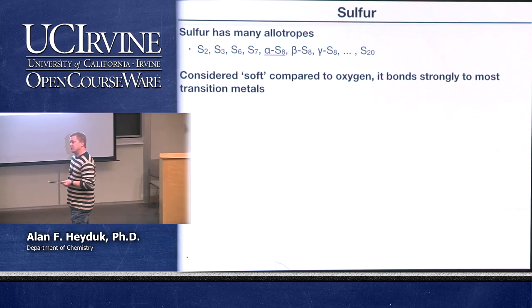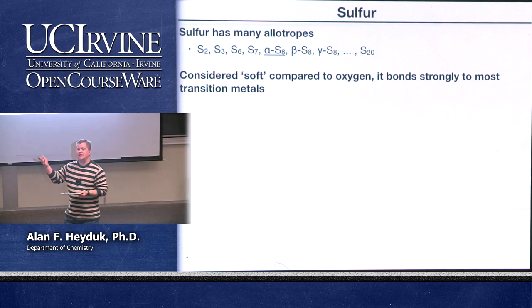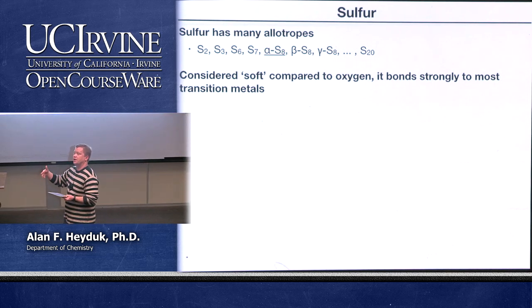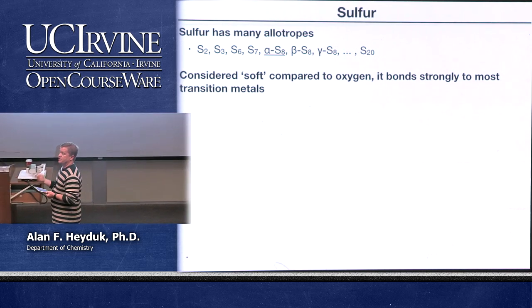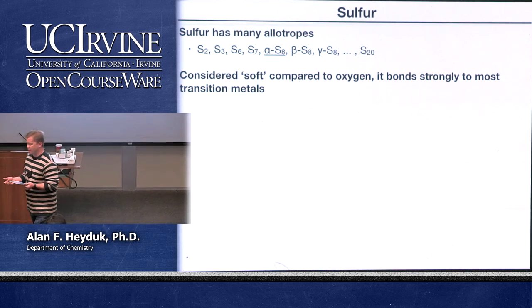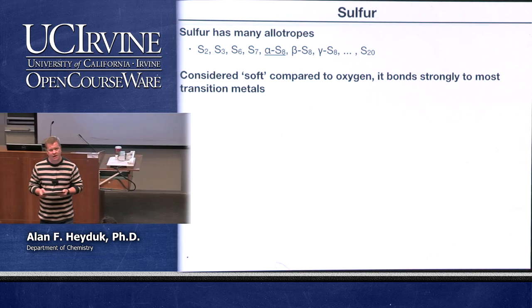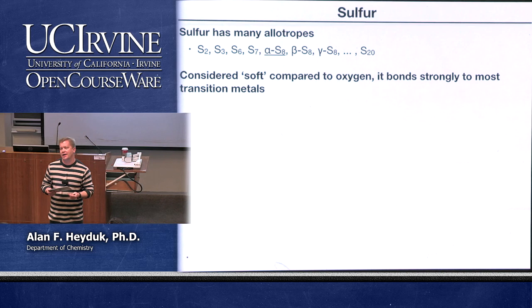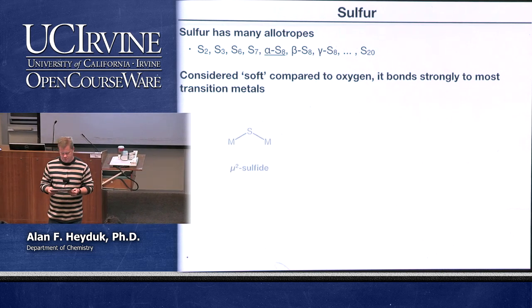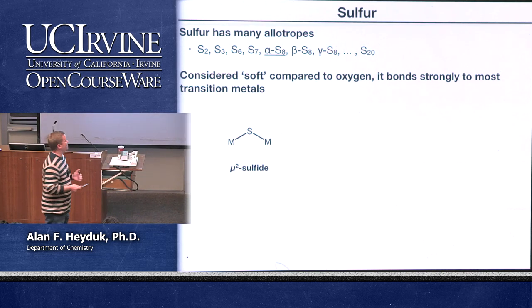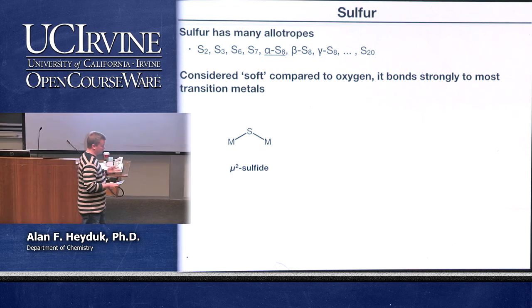So obviously, because we're dropping down from a 2p element, oxygen, to a 3p element, sulfur, sulfur is considered to be soft compared to oxygen. It's a very, very good donor atom towards transition metals. So we'll see a lot of sulfur-type ligands for transition metals.